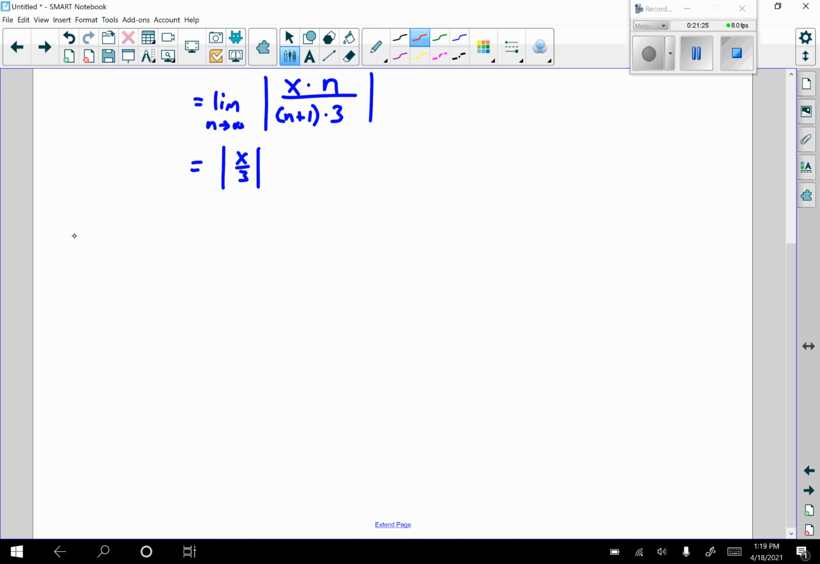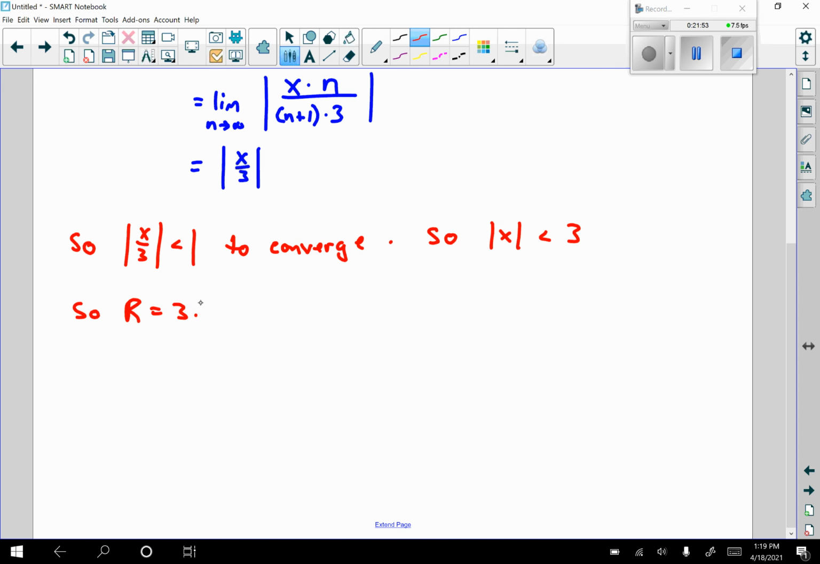And remember, this converges when the absolute value of x over 3 is less than 1. And we want to solve this for x. We just multiply both sides by 3. So we get the absolute value of x is less than 3. So the radius of convergence is 3. And since the absolute value of x is less than 3, to help us get our interval, this means x is between -3 and 3.